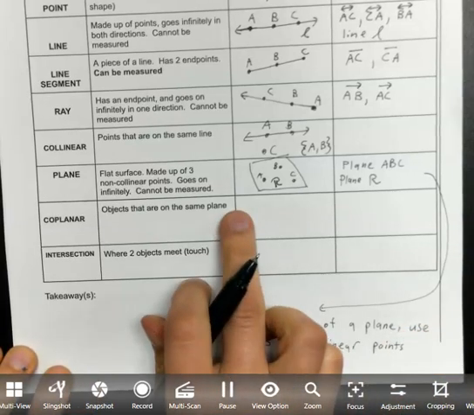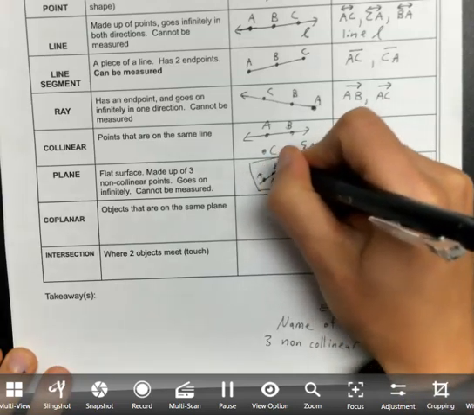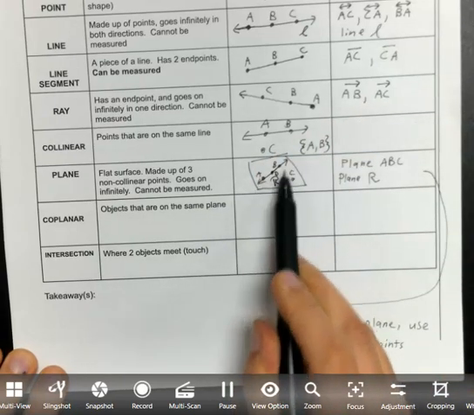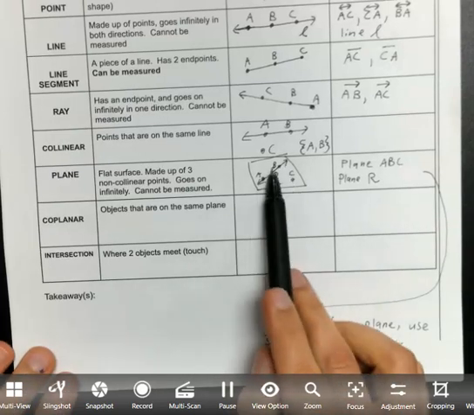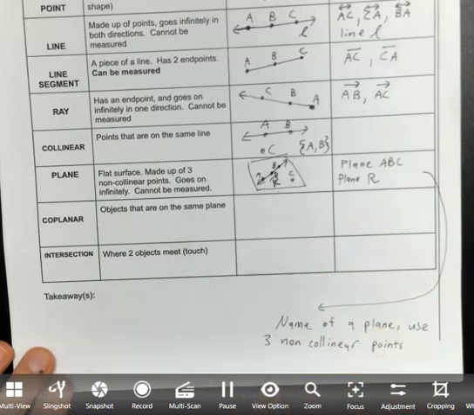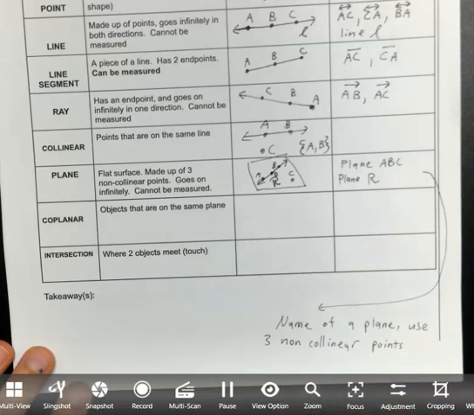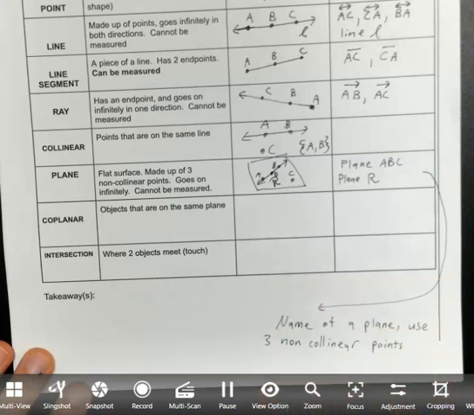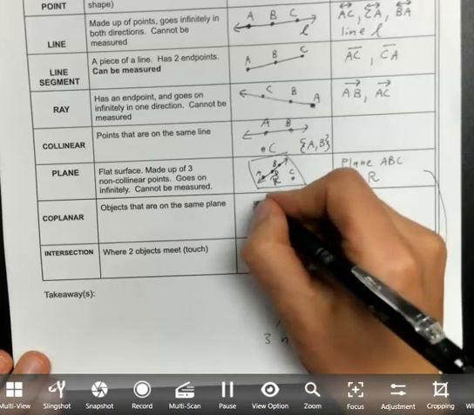If I have, let's say, a point D here that happens to be on the same line right here, I could not say plane ABD, or plane ADB. D is on the same line as A and B. I have to use A, B, C, or I could say D, B, C, right? Our plane has to include this C somewhere, 3 letters, okay?